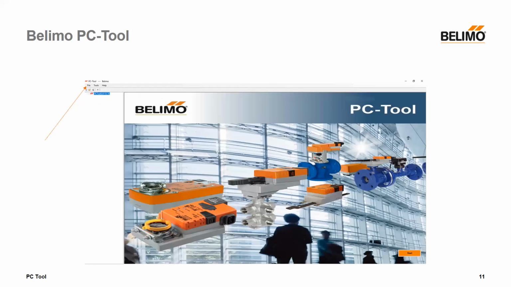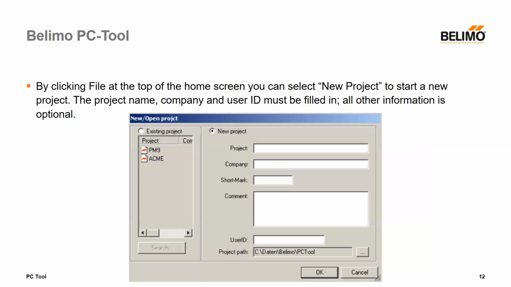So now you've got your COM port assigned. You're going to be able to communicate to an actuator. You've got your language set. The next thing you'll want to do to start up PC Tool and connect to a Belimo actuator is go to File. So on the top, we have File, Tools, and Help. On the far left, we have File. We'll select File, and you can do one of 2 things.